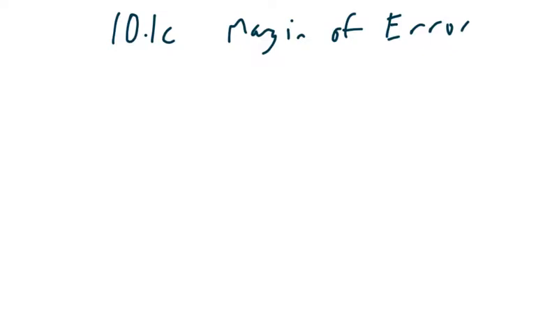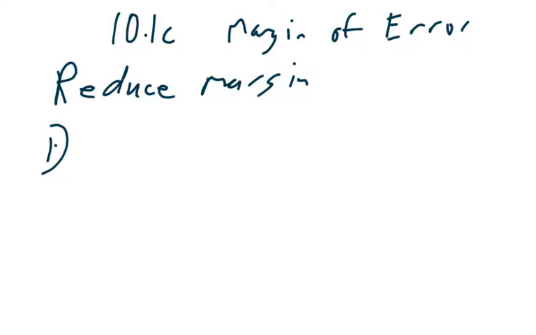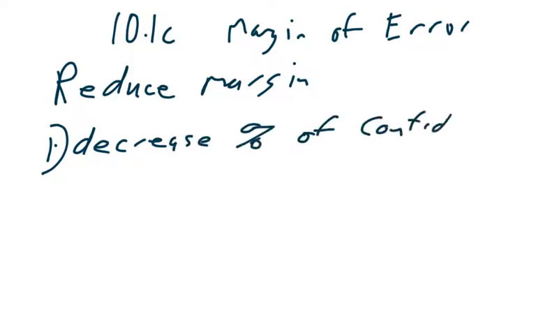So today we're going to talk about the margin of error, and we're going to talk about the three ways that we can change or reduce the margin of error. So the three ways that we reduce the margin of error in a confidence interval is: one, we can decrease the percent of confidence. Because if we decrease the percent, that means that we decrease Z star and the margin of error goes down.